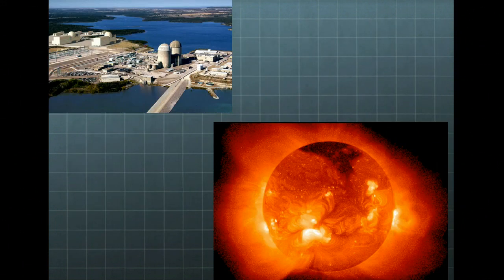Two examples of these: in the top left corner here is our fission reaction. That's what happens in nuclear power plants. And then in the bottom right is an example of a fusion reaction, which is what happens in our sun, which is a star.